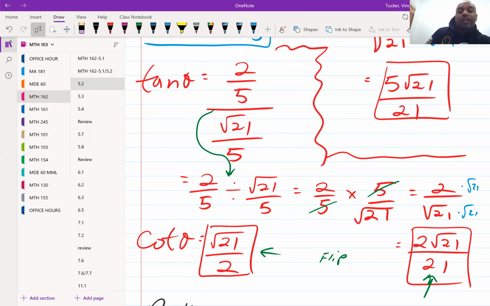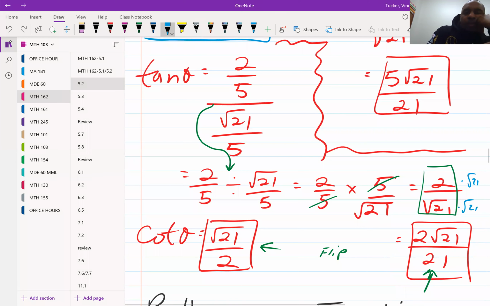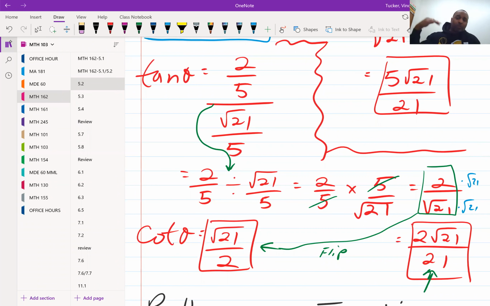Now to find cotangent, we can flip this fraction, or we can flip this one right here. It's the same fraction. Remember, the only difference is we just wrote it with the square root of 21 times the square root of 21. But before we rationalize it, we could flip that one, and that will take us here. Either way, it's going to still give you the same answer. If you flip this one, you just have to rationalize it again.